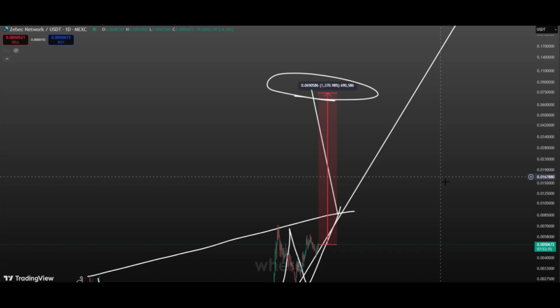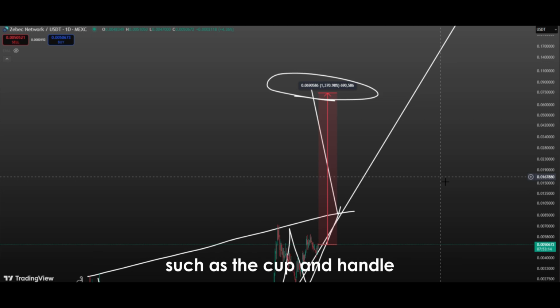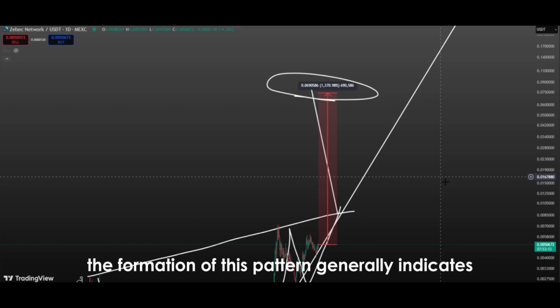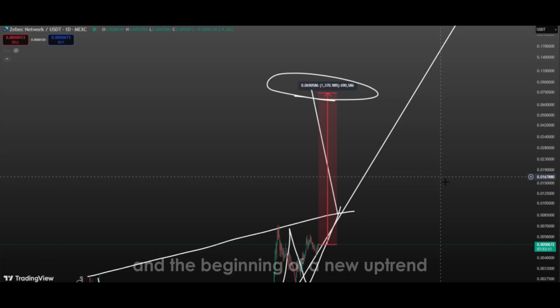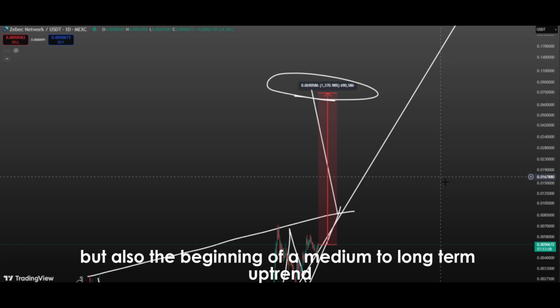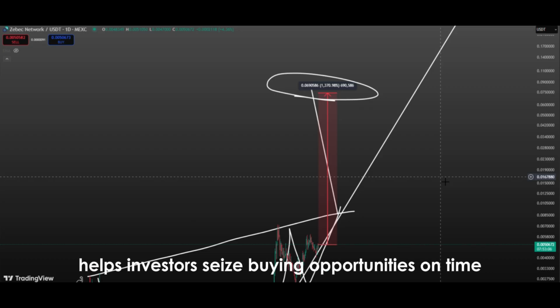Especially in the cryptocurrency market, where investor psychology heavily influences price movements, patterns that inspire confidence, such as the cup and handle, can lead to explosive rallies. The most important signal given by the cup and handle pattern relates to the direction of the trend. The formation of this pattern generally indicates the end of a downtrend and the beginning of a new uptrend. For this reason, it acts as a reversal signal for investors. Especially after a long-term decline, the emergence of this structure is considered a strong sign that the market has changed direction. This change can signal not only a short-term rise, but also the beginning of a medium to long-term uptrend. Therefore, identifying a cup and handle pattern helps investors seize buying opportunities on time.